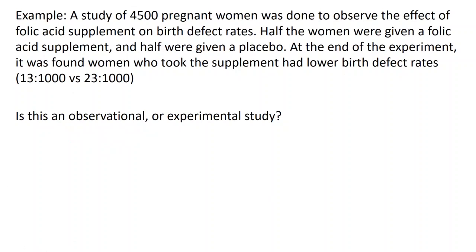If you go to the next one, this was a study of 4,500 pregnant women. They were looking at the effect of folic acid supplementation on birth defects. Half of them were given the folic acid, half were given the placebo, and at the end, they found that those who took the supplement had lower birth defect rates. Again, not a huge effect, but some effect. Is that observational or experimental? How do you know it's experimental? They did something, right? They intentionally gave or withheld something. That's the idea. Make sense?